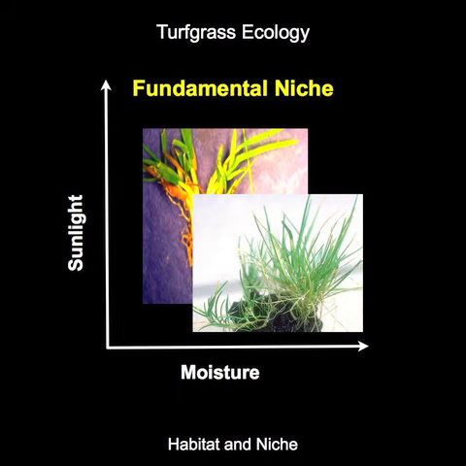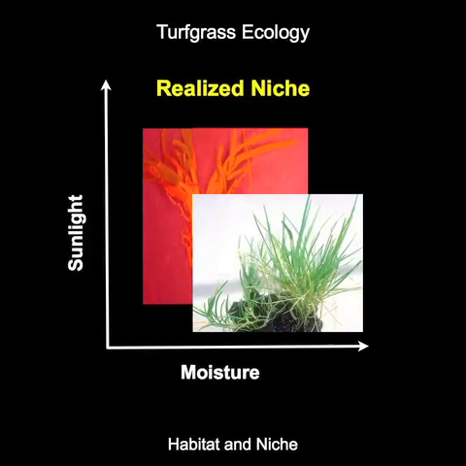Now we introduce Poa annua as a competitor with its corresponding niche. We see there is some overlap. This box represents where the Poa annua would exist. The creeping bentgrass niche becomes much smaller, and what is left, as denoted by the red areas, is called the realized niche. This is where creeping bentgrass would be restricted to with regard to its niche in the face of competition. This is also known as the realized niche.